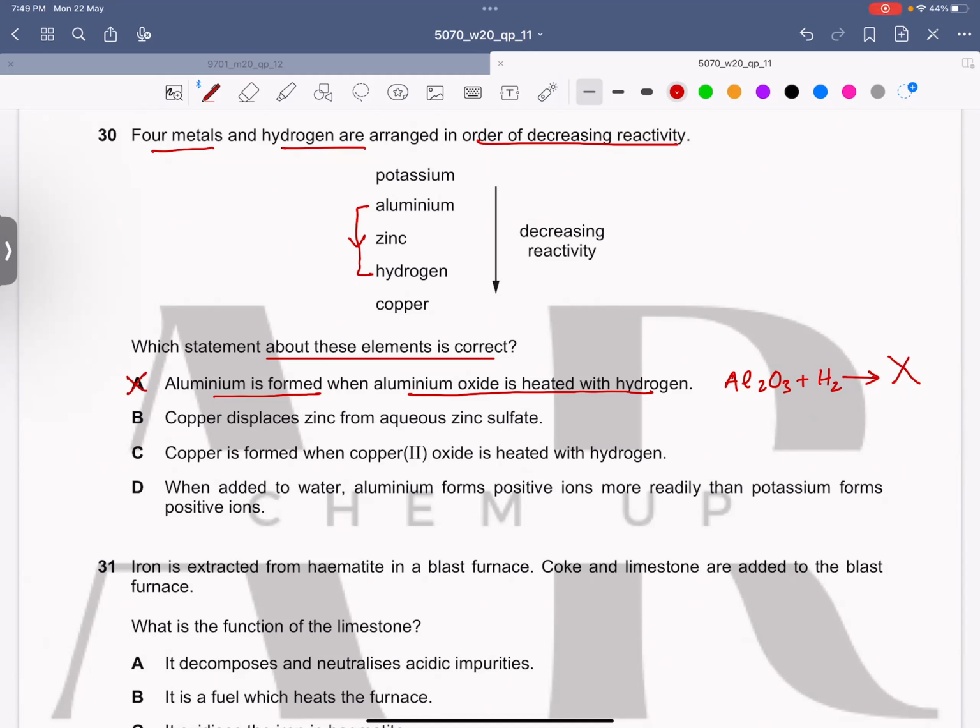Yes, Hassan and Abdullah, is this clear? Yes, sir. Yes, Abdullah.